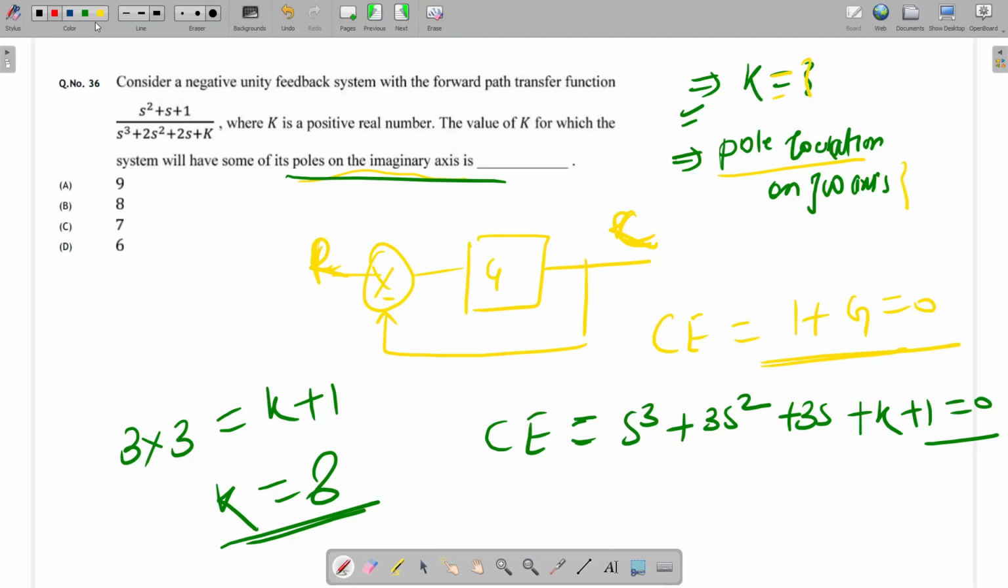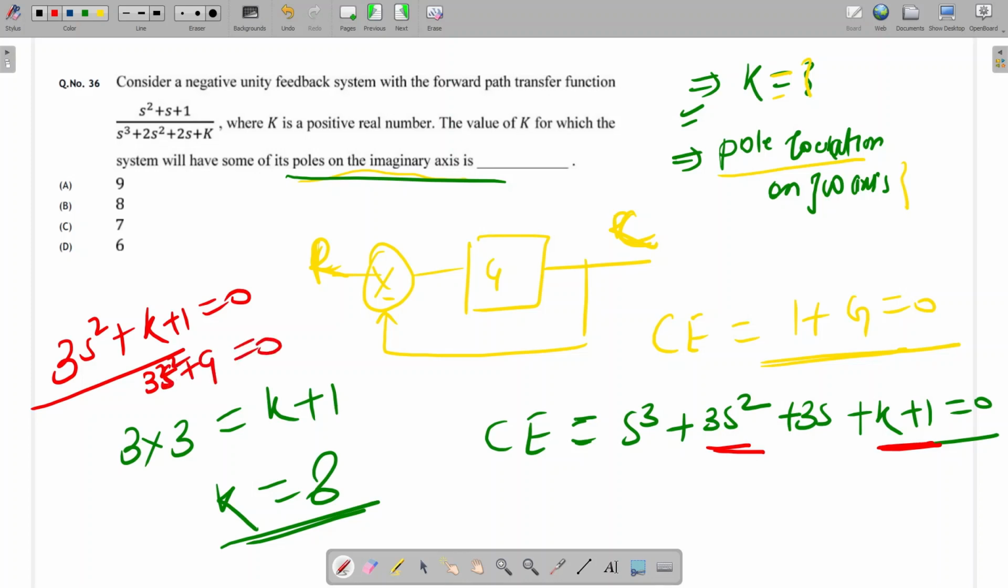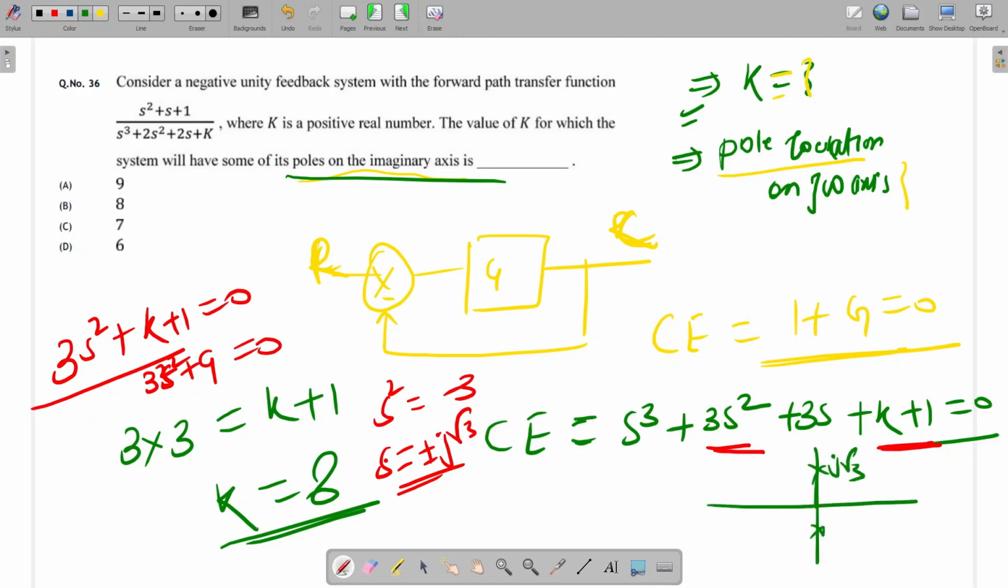So here, the auxiliary equation is 3s² + k + 1 = 0. This is called the auxiliary equation. So 3s² + 9 = 0 and s² = -3. So s = ±j√3. If you see the pole location, the poles will come on j√3 and -j√3, and there are three poles in total. So one pole will come on the left hand side.